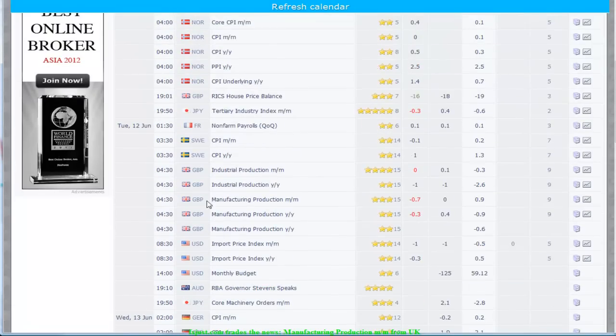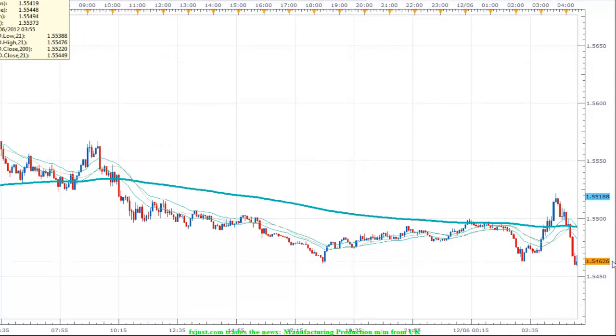On Tuesday, we had the manufacturing production month on month at minus 0.7. So that sure exceeds our triggers, and I was actually expecting the market to go south on GBP/USD. Let's see if that turned up.